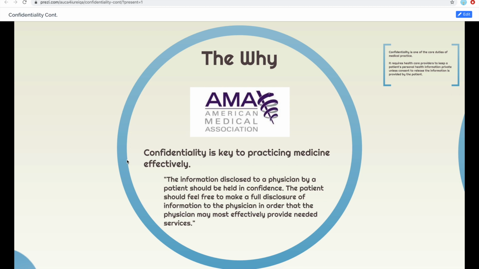So why is this important? Well, according to the American Medical Association, confidentiality is key to practicing medicine effectively, right? To pull a quote directly from their guidelines, "The information disclosed to a physician by a patient should be held in confidence. The patient should feel free to make a full disclosure of information to the physician in order that the physician may most effectively provide needed services," end quote. So the American Medical Association is upholding confidentiality as a key component of biomedical ethics and medical practice today.